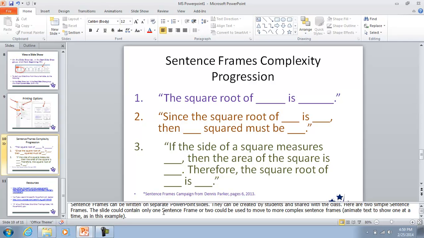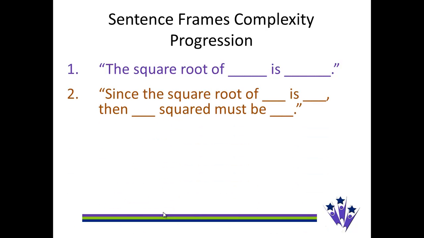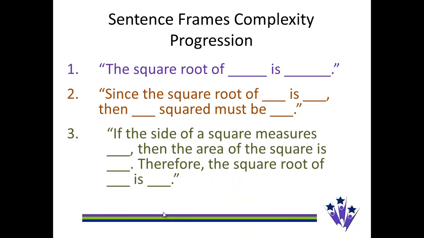So let's take a look at how this is set up. I'm going to go ahead and press Shift F5. And you can see it's designed not to show everything that's on the page from the beginning. The square root of blank is blank. Since the square root of blank is blank, then blank squared must be, and so on. You can see how this progresses through the sentence frames.